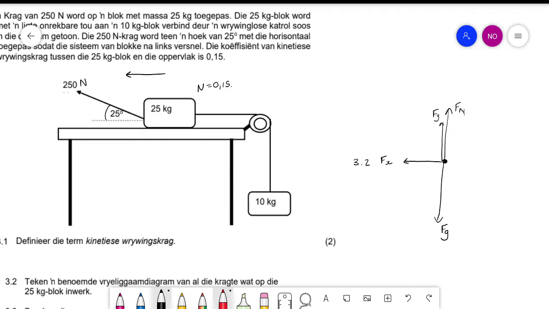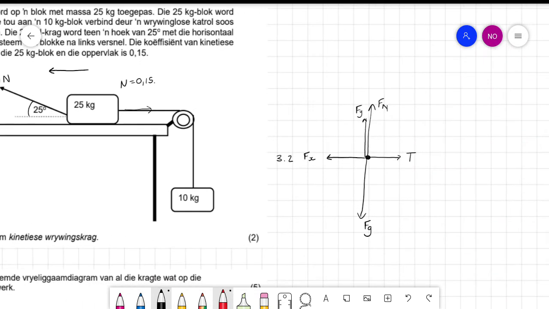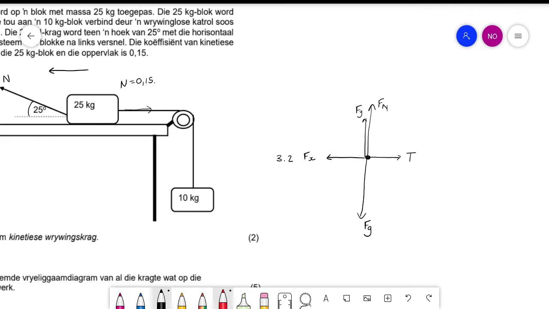Okay. Do you guys agree that this rope will pull? So it'll be tension. But I'm missing one more. They tell you that there is a coefficient of friction. So if there's a coefficient of friction, then you need to add in friction. Okay? In which direction will friction be? The system is accelerating to the left. It'll have to be to the right.